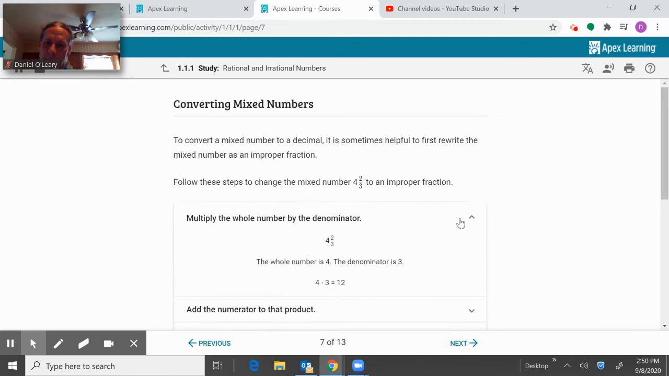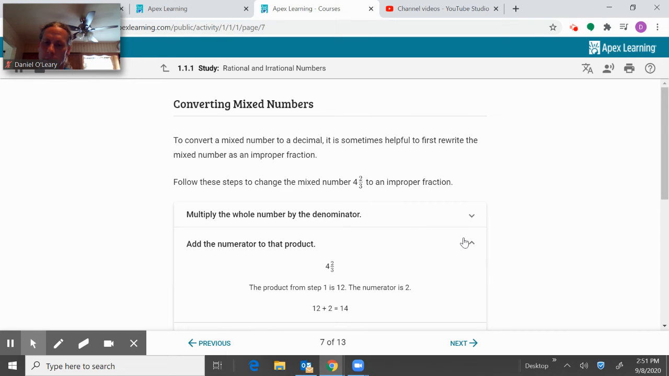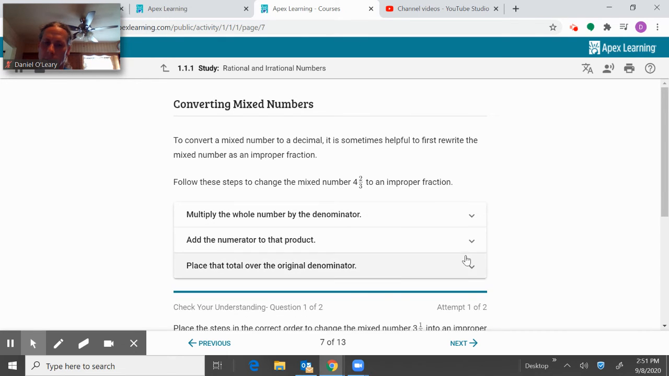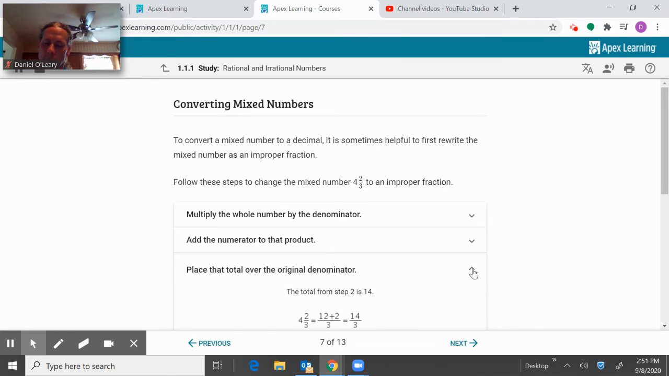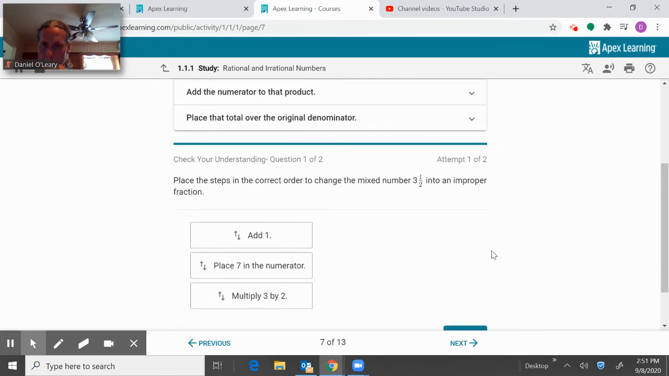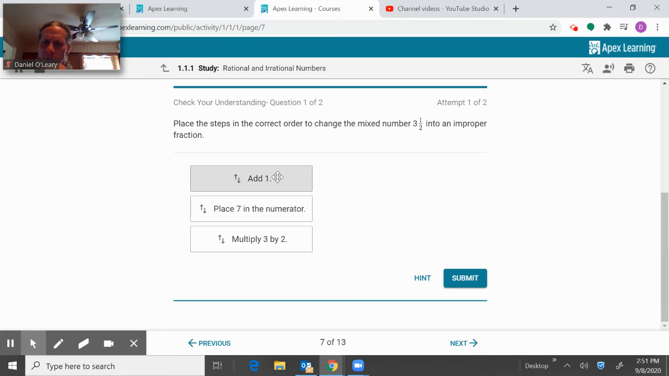Okay, here you have some drop downs. Gives you some examples. Same here. Place the steps in the correct order to change the mixed number 3 1/2 into an improper fraction. So what would you do first? Would you add 1, place 7 in the numerator, or multiply 3 times 2? So to change this into an improper fraction, which would be the first step?